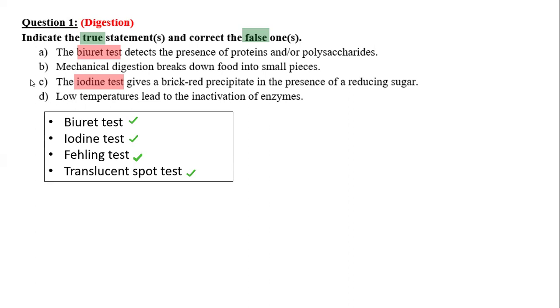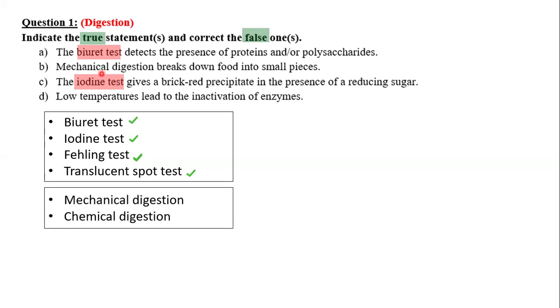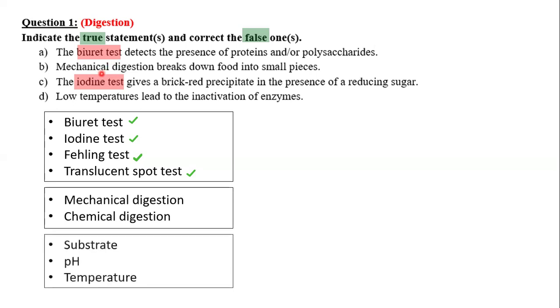The second statement talks about mechanical digestion. We talked a little while ago about two types of digestion, mechanical and chemical digestions. And the last statement is saying low temperatures lead to the inactivation of enzymes. I'm not going to solve the question now. I'm just trying to clarify the statements. So statement A, the biuret test detects the presence of proteins and or polysaccharides. Proteins is something and polysaccharides, meaning complex sugar, is something else.